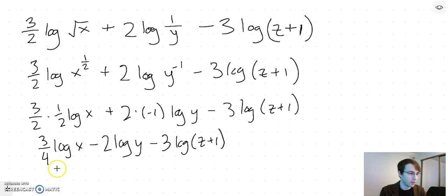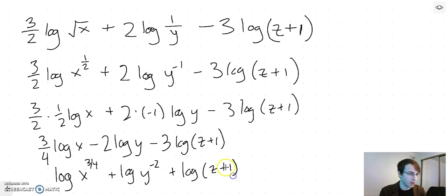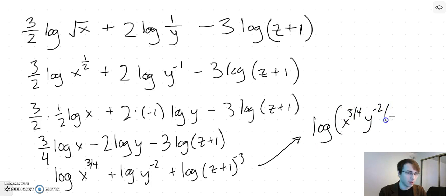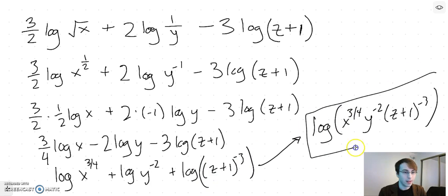And now, so that's log x to the 3/4 plus log y to the negative 2 plus log of z plus 1 to the negative 3. So then the final answer turns into the log of x to the 3/4, y to the negative 2, z plus 1 to the negative 3. So this would be our condensed expression.